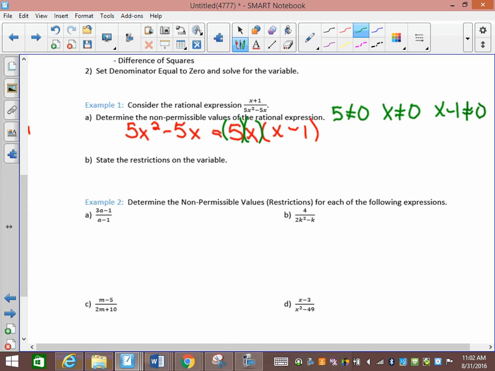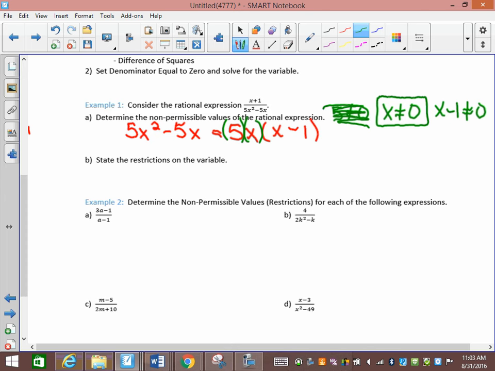Do I have to write 5 can't equal 0? No, 5 can't equal 0. So I just did that proof point. You don't have to do this. It's not a non-permissible value. 5 can't be 0, so that's never going to give us an issue. These two, however, if they turn to 0, we have issues. So, x can't be 0. True. X minus 1 can't equal 0. In order for it to have its own value, we have to have it as x can't equal something.